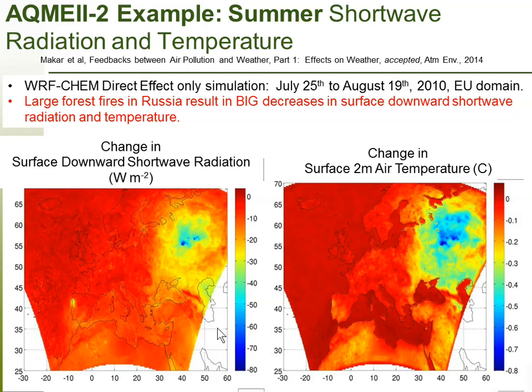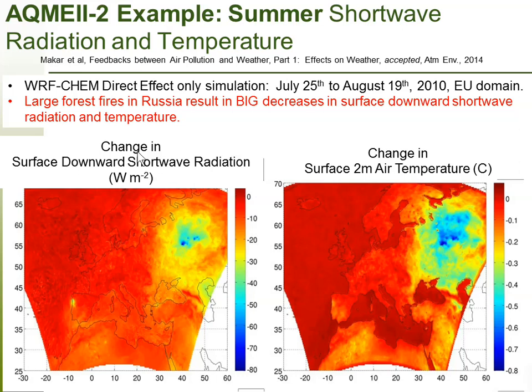This is another example, looking just now for a shorter time period within the runs that were done in Europe, from July 25th to August 19th. The reason we focused on that time period is because there were some very large forest fires taking place in Russia at the time, and those were included in our emissions data.